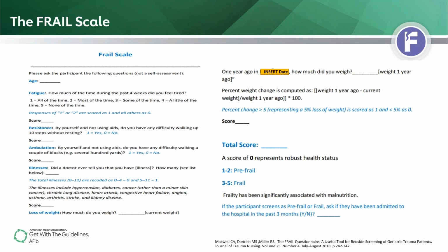So this is the FRAIL scale. This is one of the scales that is pictured on this slide. This is not a self-assessment. This is not something you want to give the patient to fill out on their own. This is something that a care provider or a family member can help them with. So you want to ask them their age. You want to ask about fatigue. How much time during the past 4 weeks did you feel tired? A response of 1 or 2 is scored as a 1 and all others as a 0.